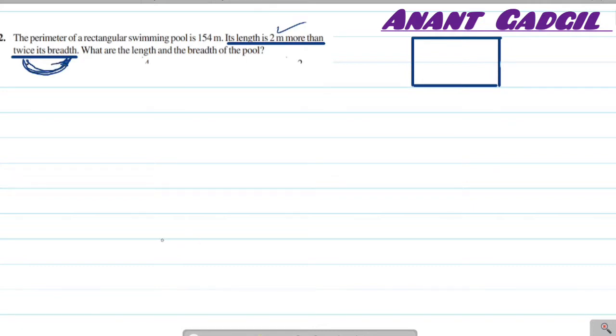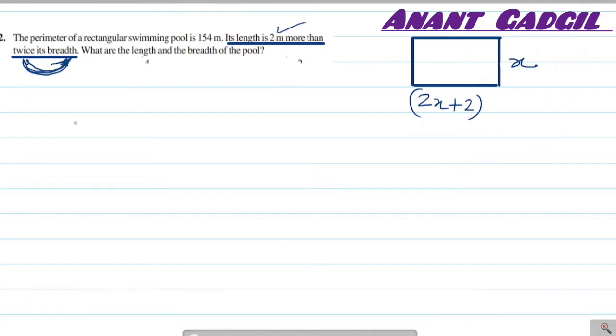So that's why we are going to take breadth as x, and then what will be the length? It is twice and plus 2. So now again a very common mistake, students write this as 4x. This is not equal to 4x. We cannot add 2x and 2. They are unlike terms. So we have to remember this.